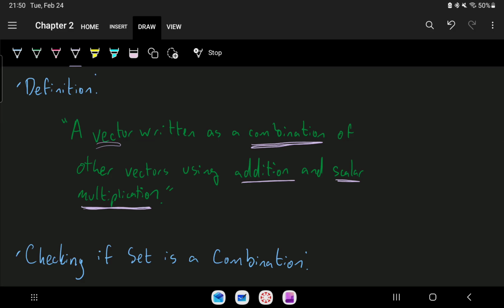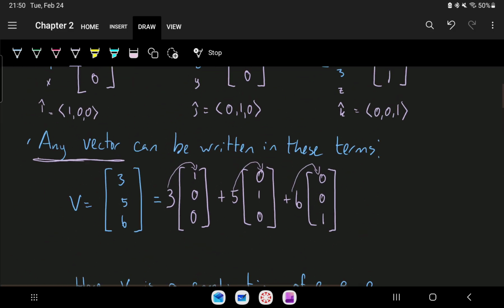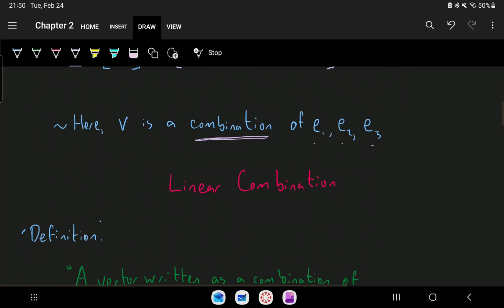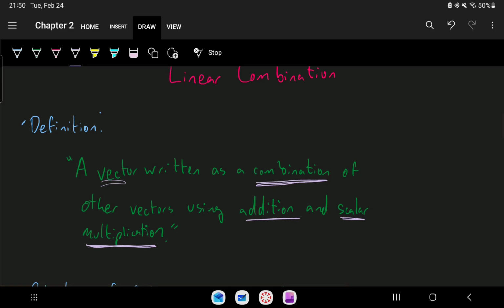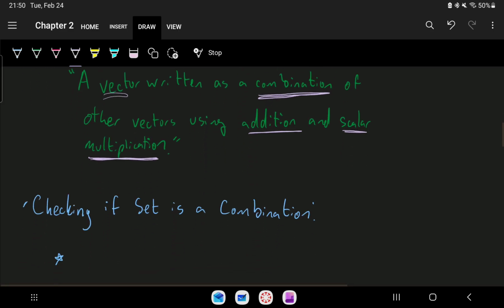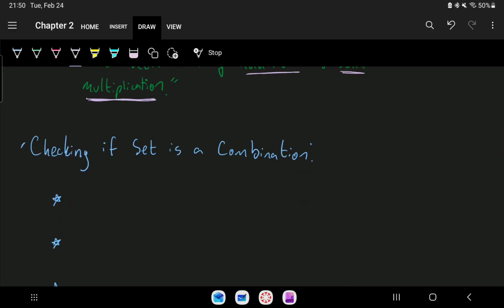Like I said, however, it's not always just E1, E2, and E3. Oftentimes you're going to get problems that ask if we can form a combination of some certain vectors. So in order to solve those, we need to know how to check for it.